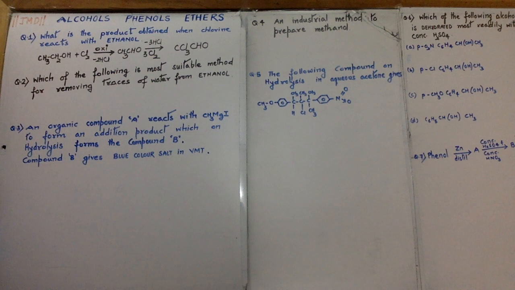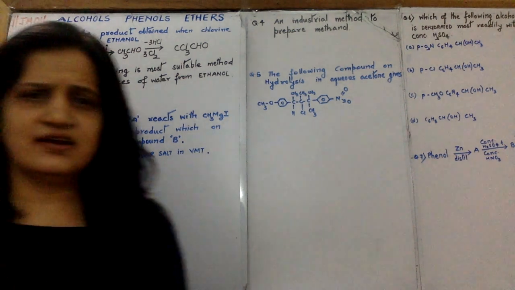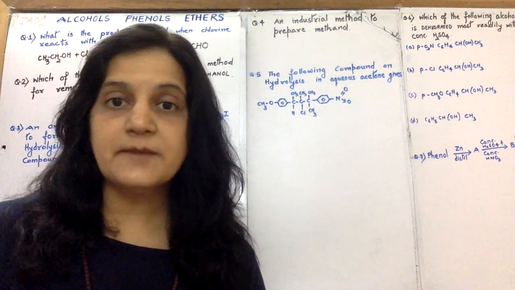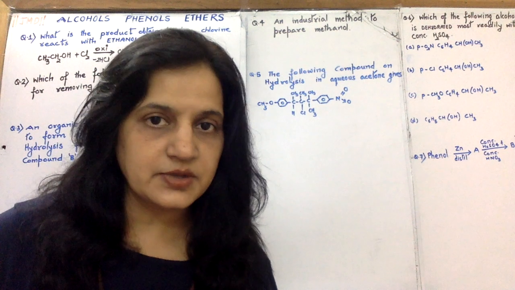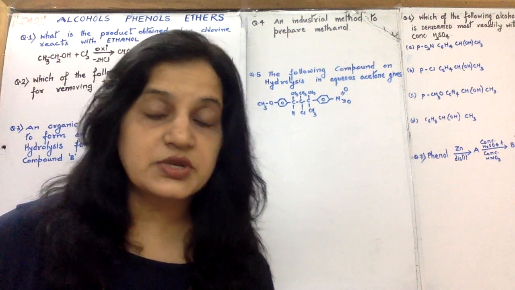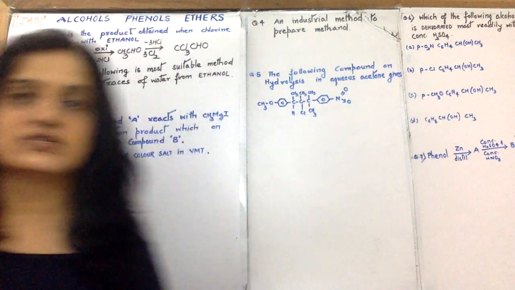Next question. Which of the following is the most suitable method for removing traces of water from ethanol? The other two options are not right, like heating and all cannot be done. One of the options is sodium metal. We cannot use sodium metal because ethanol will react with sodium metal and will become sodium ethoxide.